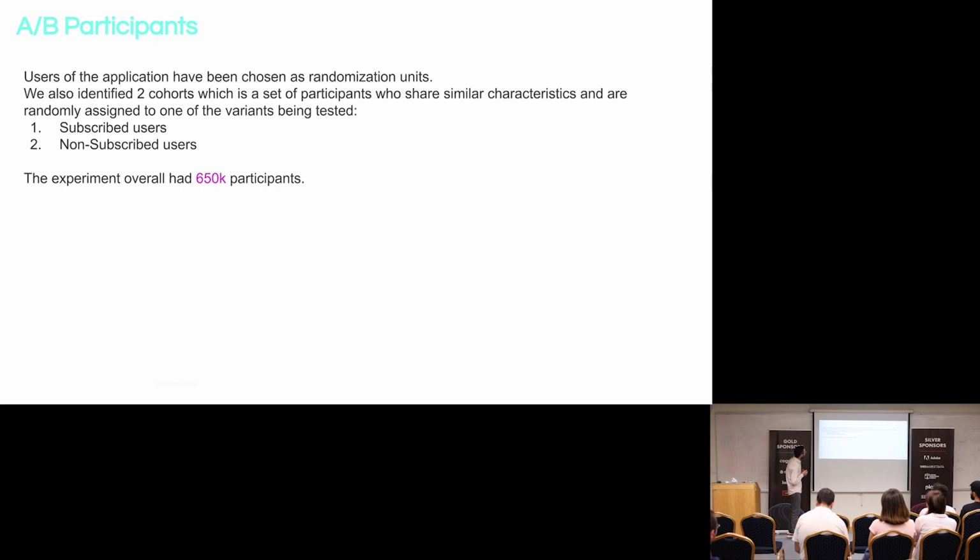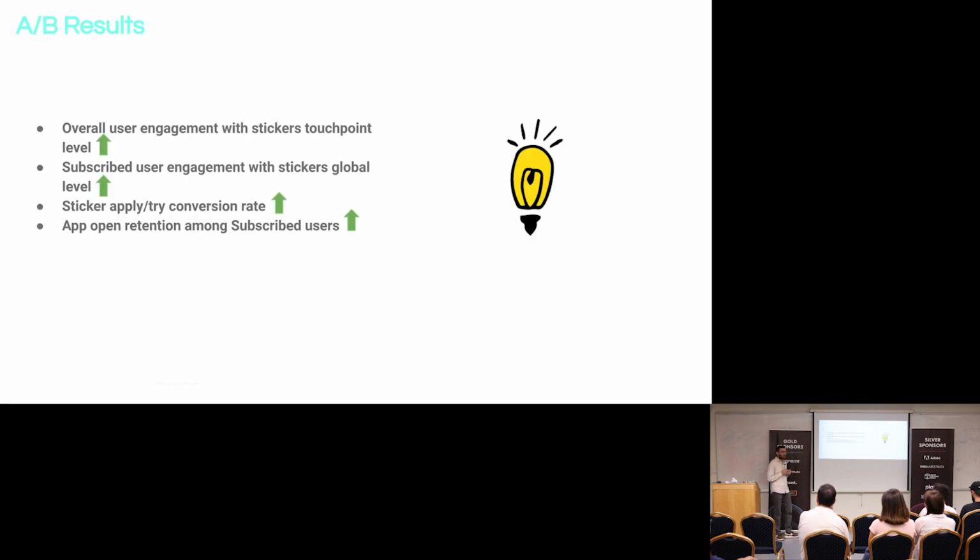So in this experiment for premium sticker recommendation system, we chose our users as randomization units. We identified two cohorts, subscribed users and non-subscribed users, and all the metrics and statistical tests were separately calculated for subscribed users and non-subscribed users. Overall, the experiment had 650K participants. And let's talk about our A/B results, what we achieved.